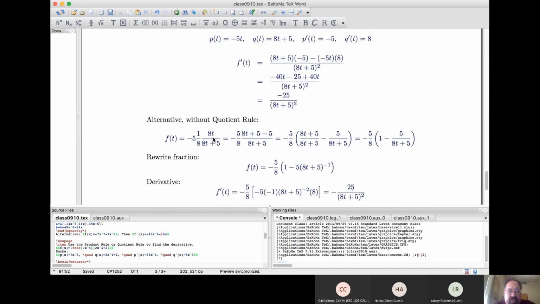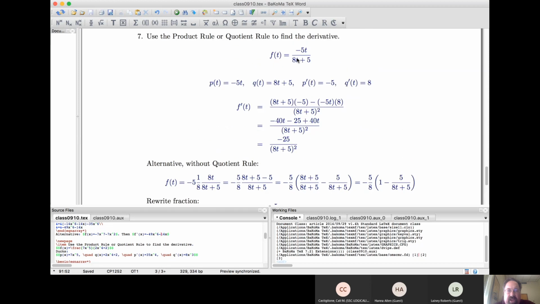So what I did here was I multiplied and divided by 8. And I took the minus 5 in the original function and just put it off to the side. So multiplying and dividing by 8 gives me an 8t up front to match with the 8t down below. And then I did an add-subtract trick. I had 8t plus 5 down below. So up above, I added 5, but also subtracted 5.